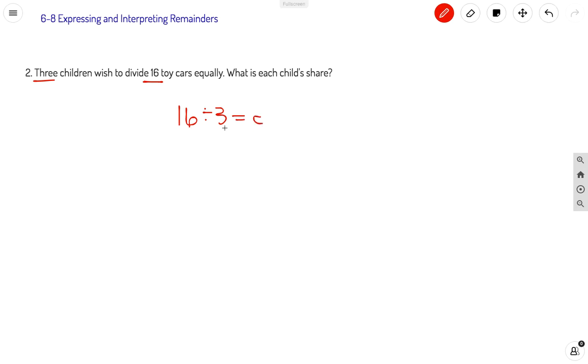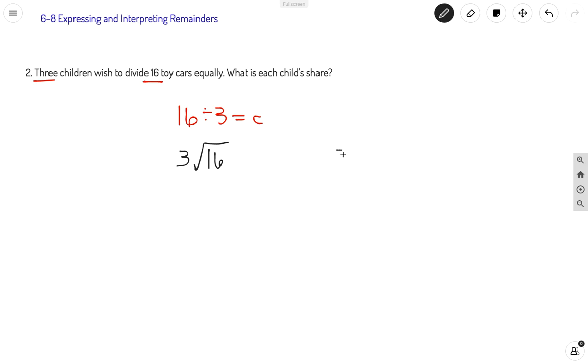So here's my number model written with my unknown. My next step is to solve. So let's find what our answer is going to be. I am going to rewrite this so I can solve it. So I have 16 divided by 3. Again, I'm going to ask myself, how many times can 3 go into 16? As close as I can get before going over.